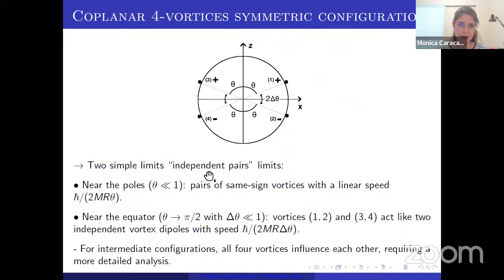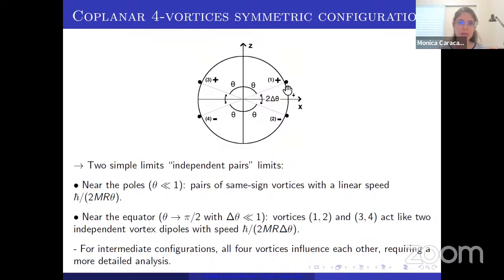In some cases, that is the limit of this. You consider this theta very small. Then you have the two positive and negative vortices precessing around the poles, basically. It looks like the planar case. Sorry, this is the first one. They're orbiting around the poles.